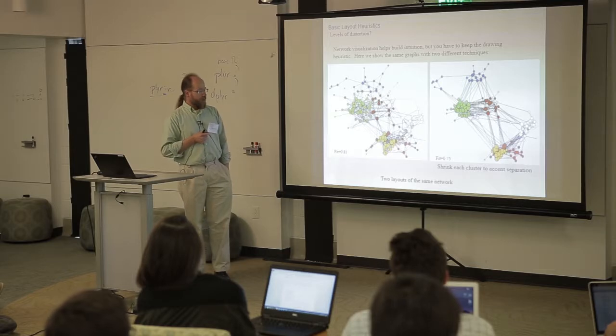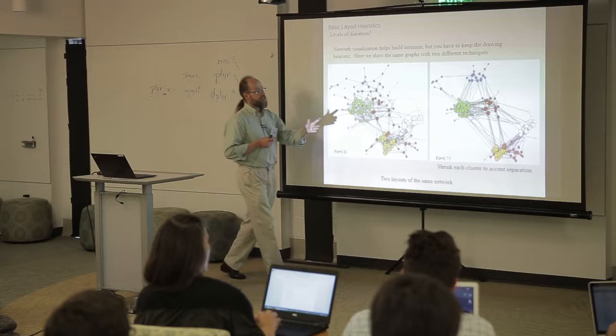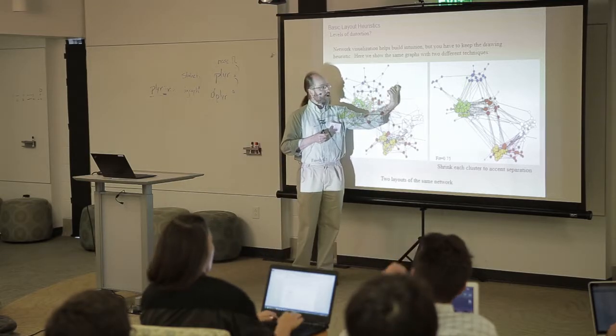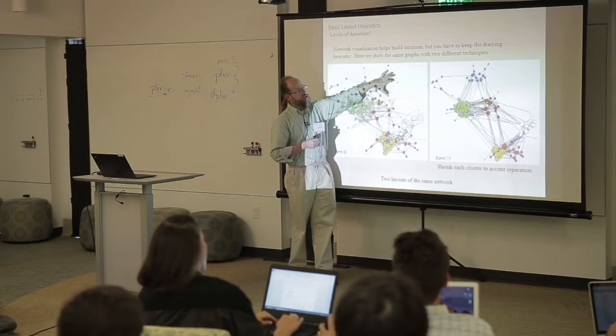All right, so let's think a little bit more about what some of these kinds of layouts actually do. When you're using a spring embedded layout, the reason we call it spring embedded is you imagine there's a spring between every pair of nodes in the network, and what the algorithm is trying to do is minimize the energy in that system.